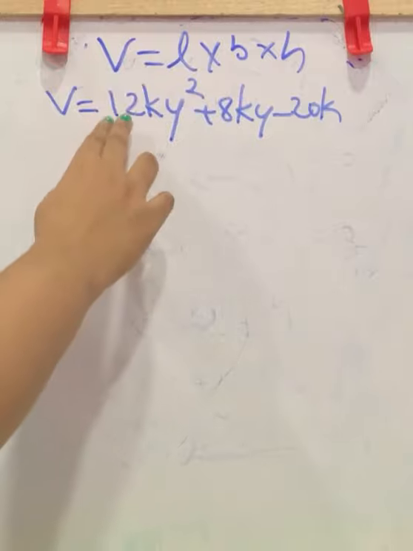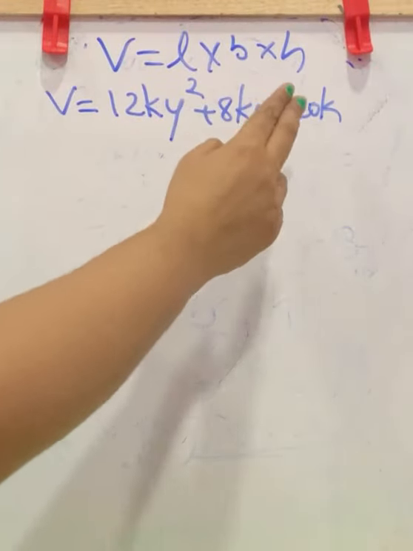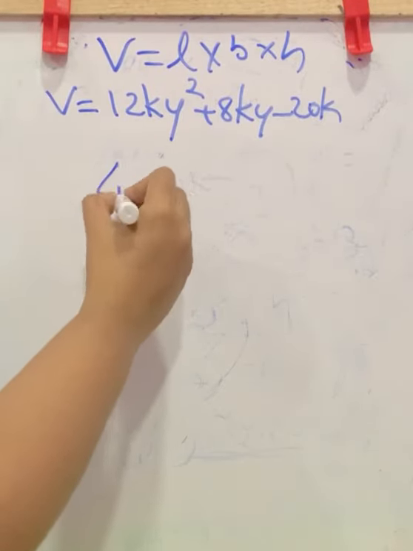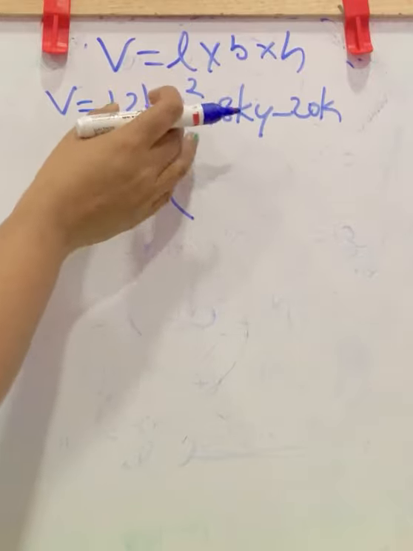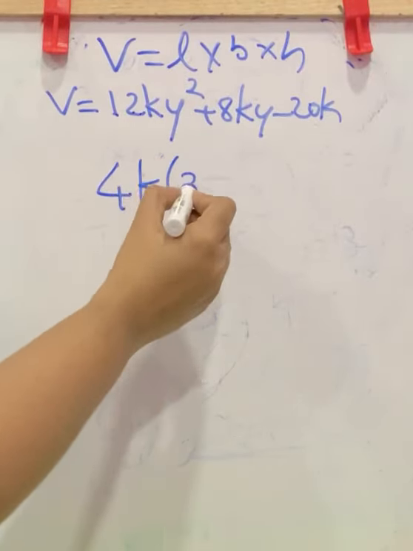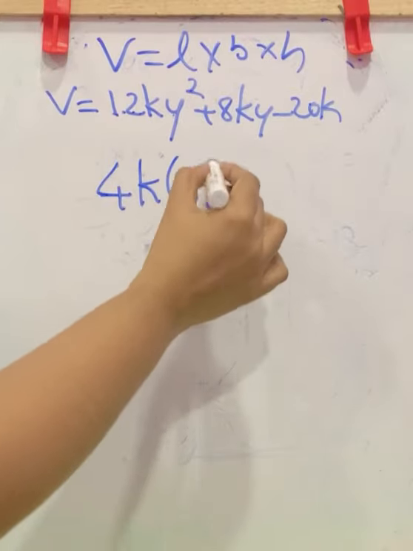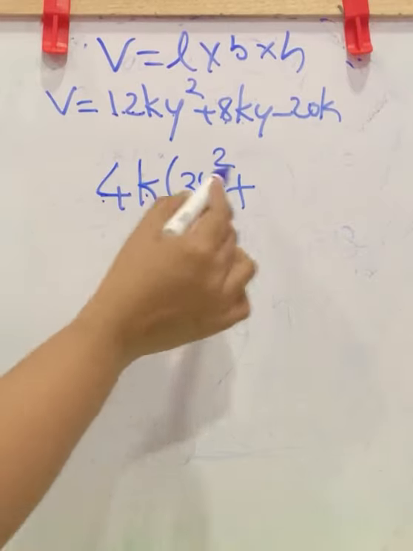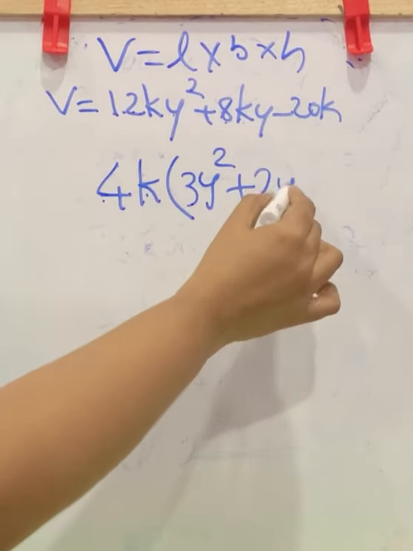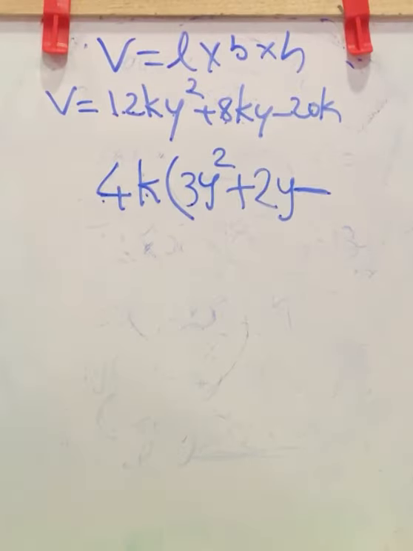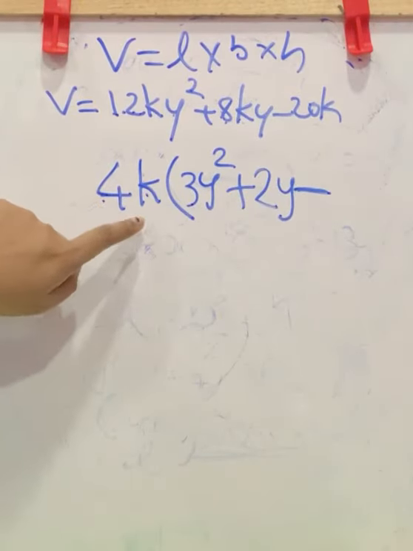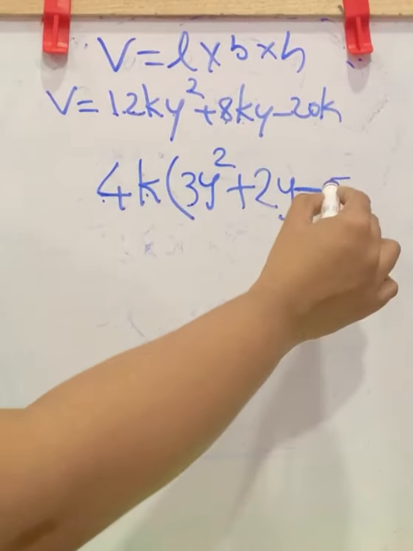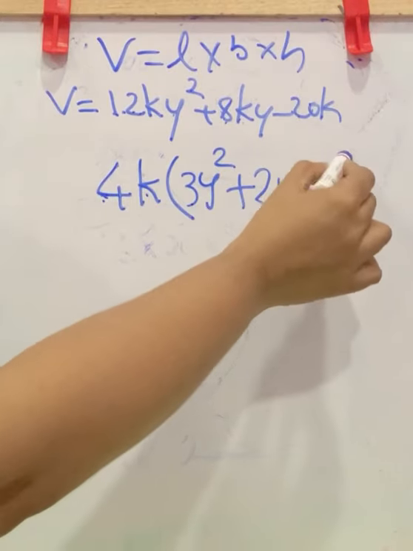It is a multiple of 4. 4 3s are 12, 4 2s are 8, 4 5s are 20. So along with k, we can take 4 also. Taking 4k outside. Here from this 4k is taken, the balance will be 3, that is 4 3s are 12. Here y square will be here. Plus in 8ky, k is already taken. In 8, 4 is taken. 4 2s are 8. The balance is y also. Now here minus 20k. In that 4k is taken. Here we have no k, but in 20, 4 is taken. 5 will be the other factor. 4 5s are 20. Close the bracket.